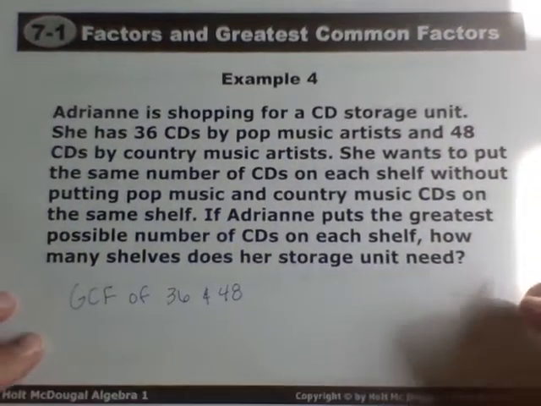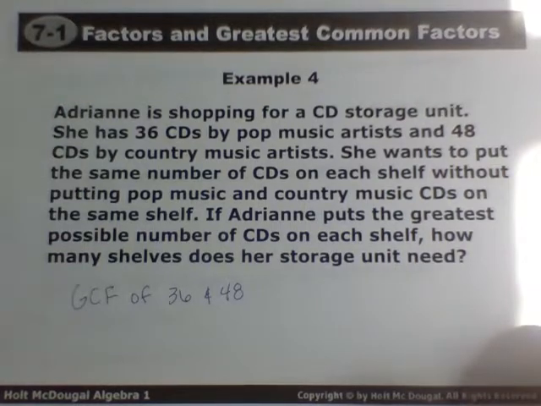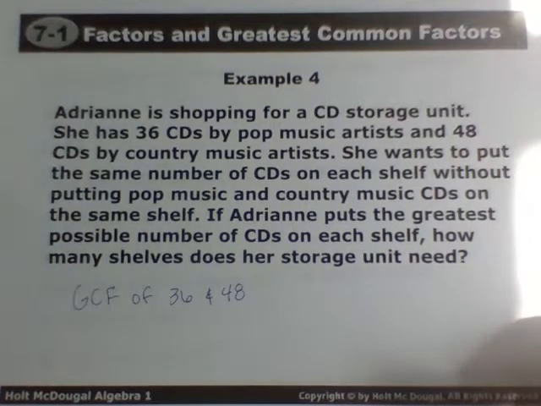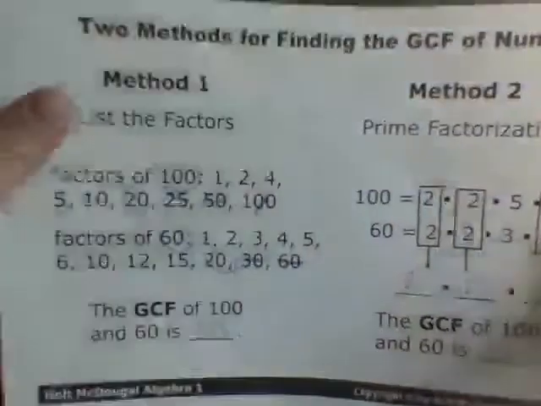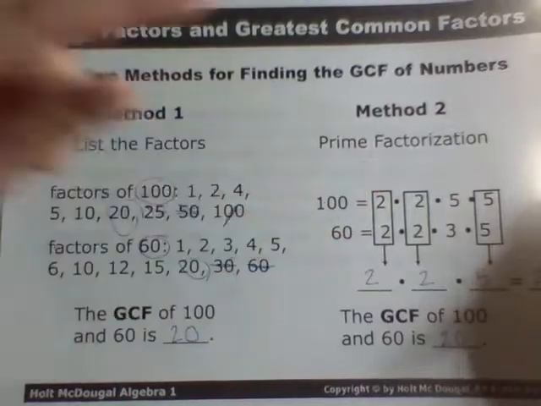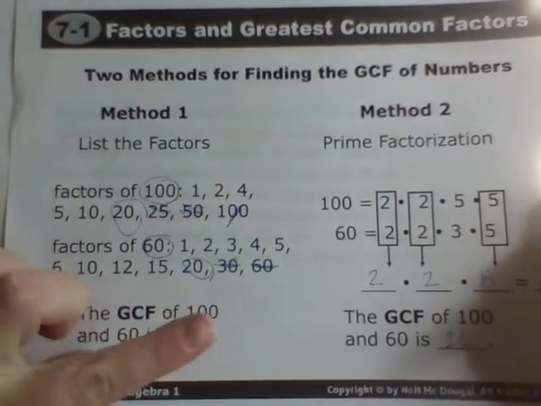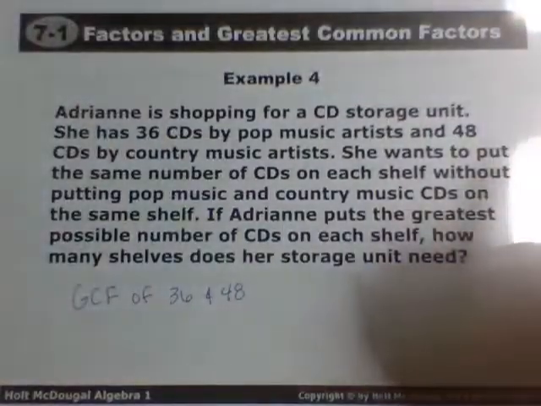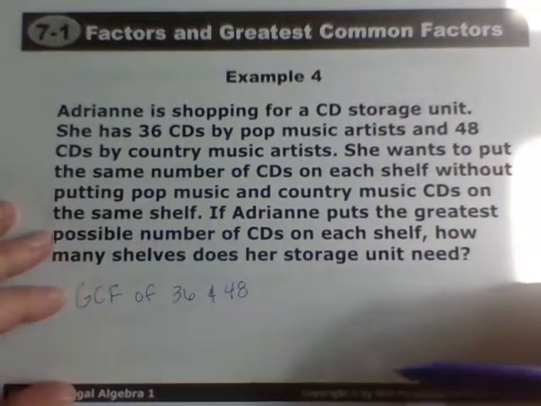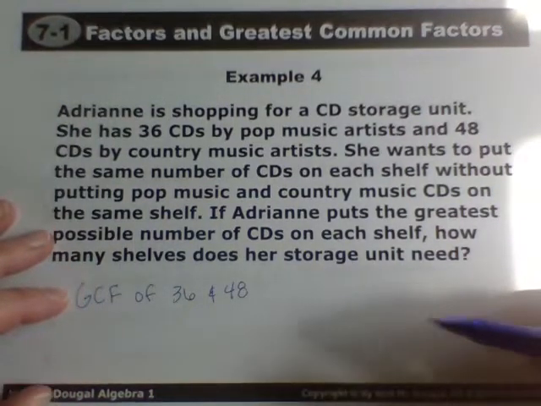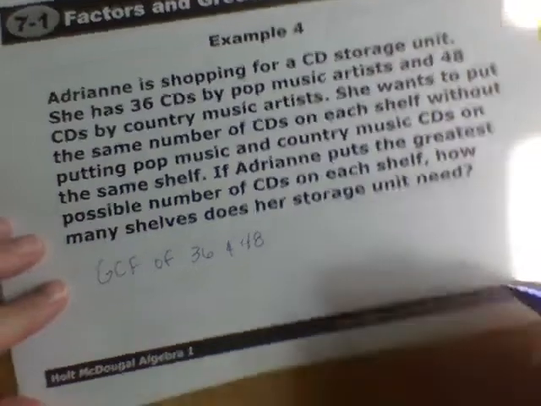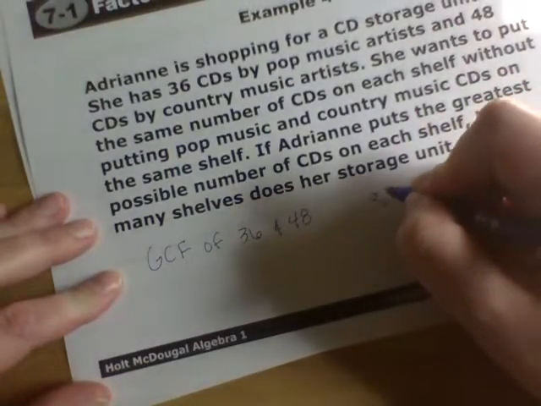Remember that you can do it one of two ways. Method one is finding the GCF using the list of all the factors, or using prime factorization, or a prime factorization factor tree. So whichever one you want to do. In this one, I'm going to go ahead and list out the factors of 36 and 48. This will come in handy later.